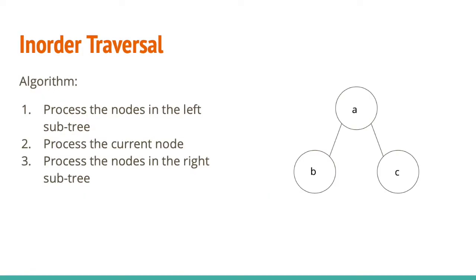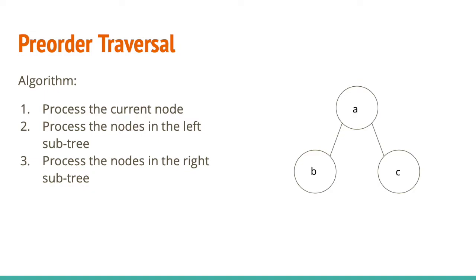First, in-order traversal. The algorithm is shown here on the slide. First, we must process the nodes in the left subtree of the current node. Second, we process the current node. And third, we process the nodes in the right subtree. For example, if we had this tree here on the slide, we would process element B first, A second, and C third.